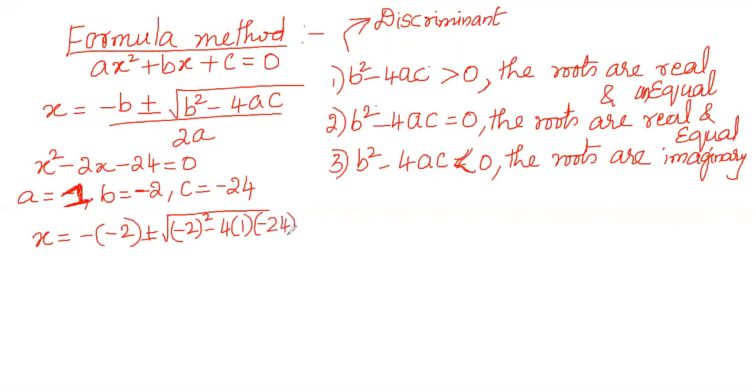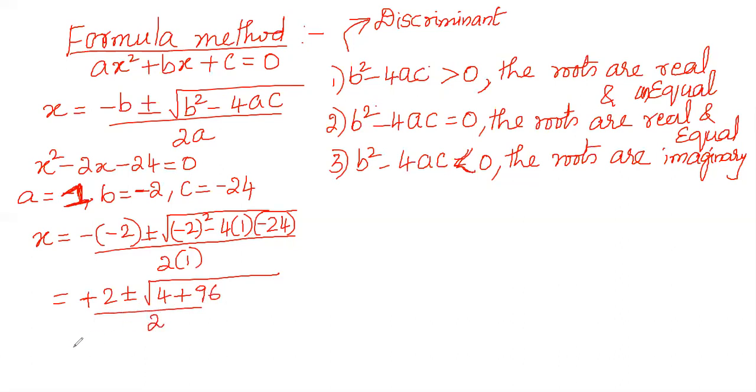That's why I'm saying you have to be very careful with the negative numbers. We may tend to make mistakes while writing. So negative 24, divided by 2a, 2 times a is 1. So that is equal to negative of negative 2 is plus 2, plus or minus square root of 4 plus 24 times 4. Negative 4 times negative 24 is plus 96, divided by 2. So you get 2 plus or minus square root of 100 divided by 2.